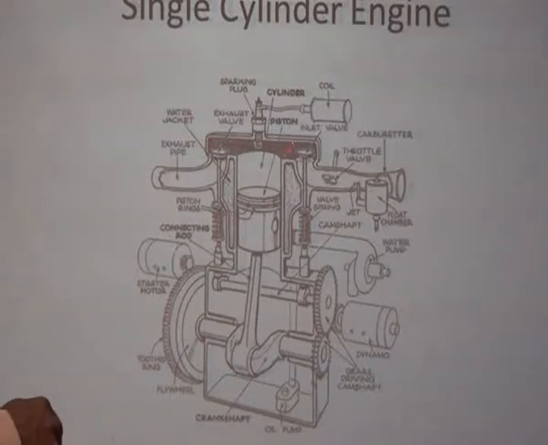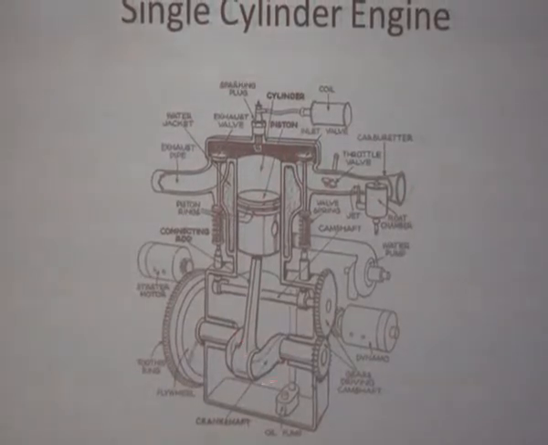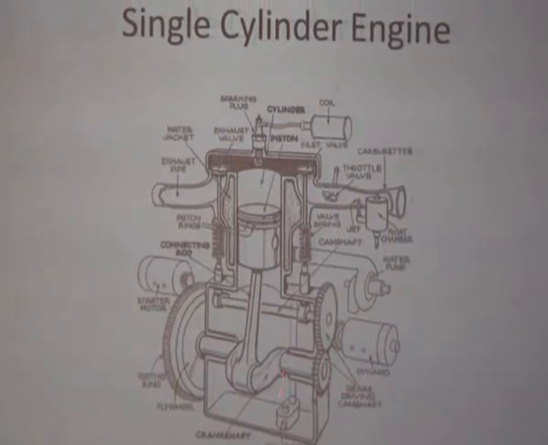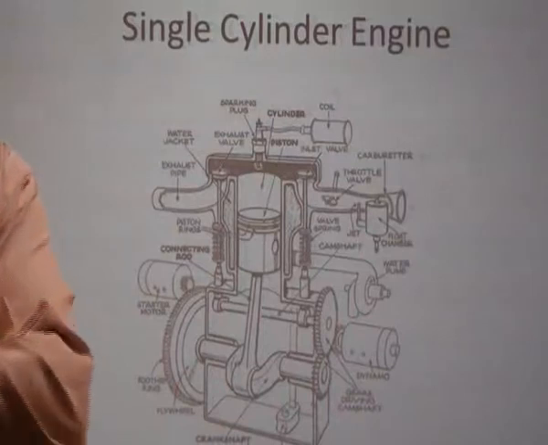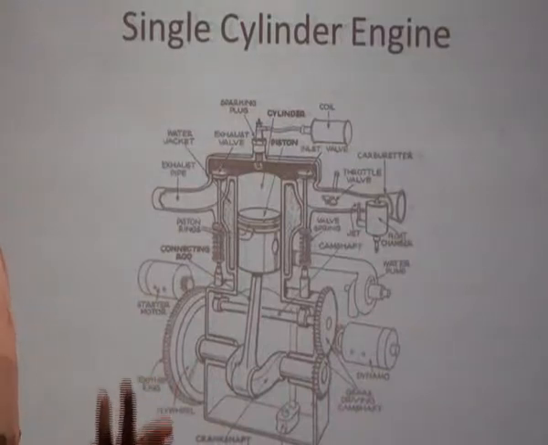This is the simple functioning of the engine. Fuel gets inside through the inlet valve. The firing takes place. The piston is pushed down, connected through the connecting rod to the crankshaft. The crankshaft rotates and the flywheel also rotates. From the flywheel, we get the drive to the rear wheels or front wheels, whatever you like.